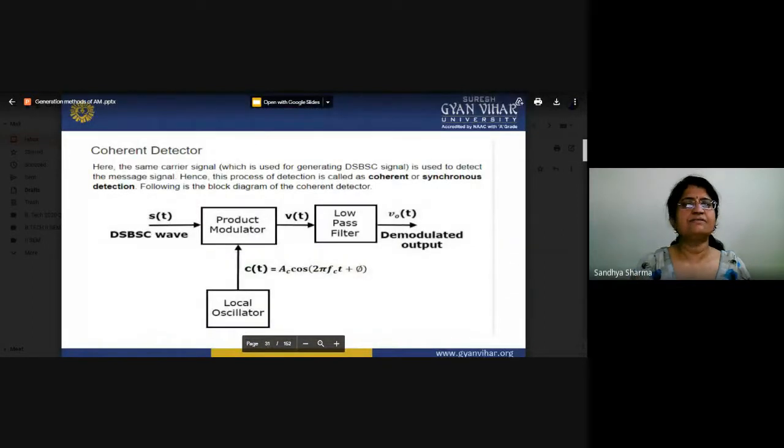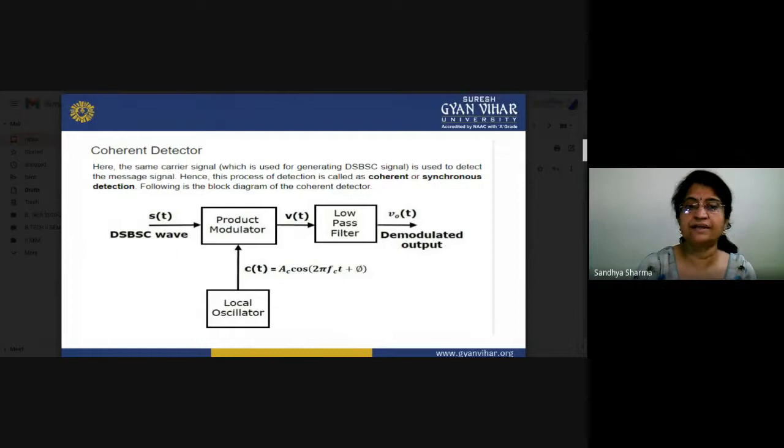What about the coherent detector? In coherent detection, we have to generate a carrier signal of the same phase and frequency as the one used in the transmitter section. This is basically the coherent detector, which we also call the synchronous detector. This is the diagram. We apply the DSB-SC waveform, and again we apply a local oscillator carrier. Then we have a low pass filter.